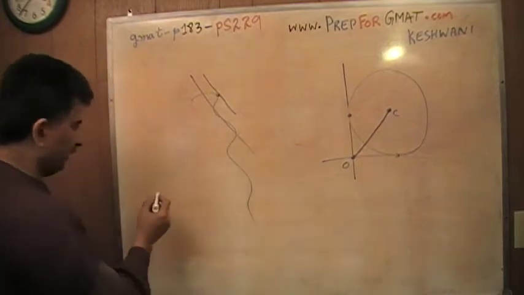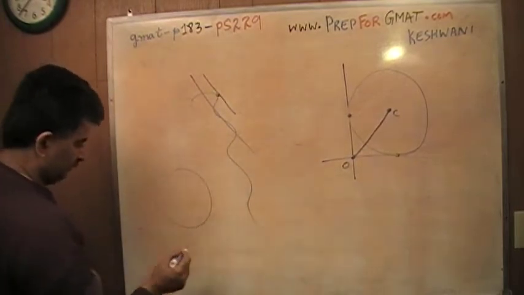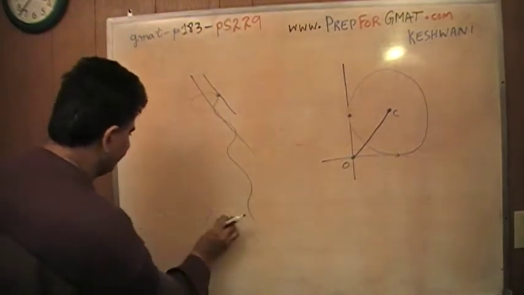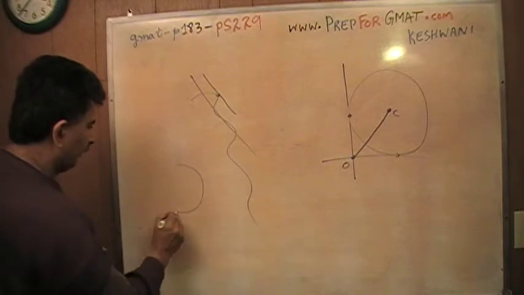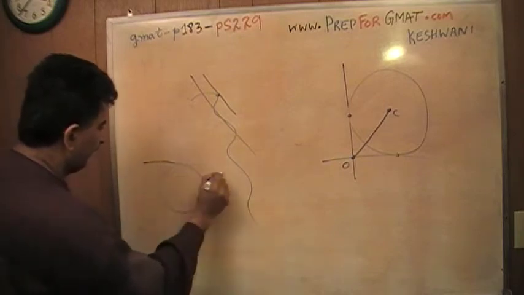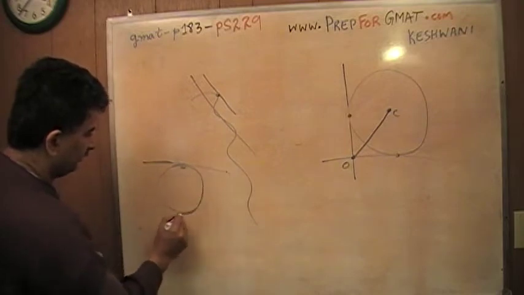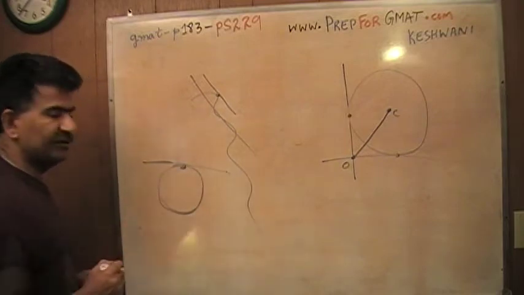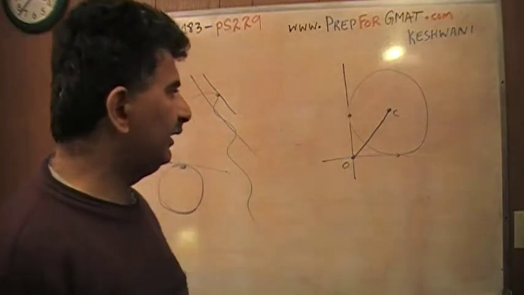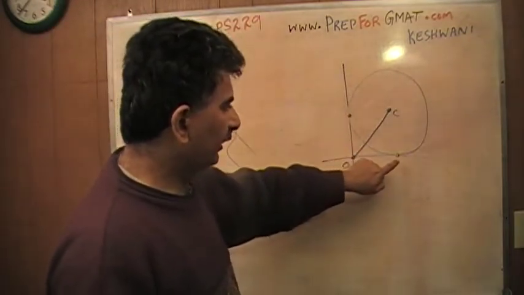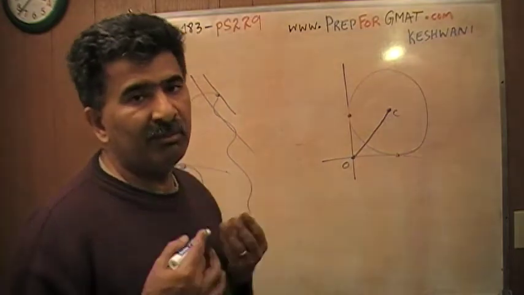Let me draw one more thing here. Here's my circle and there's a line that is tangent. If I tell you that this line is tangent to this circle, it says that it touches the circle at only one point. So what they're telling me here is that this circle touches the y-axis at one point and it touches the x-axis at one point.